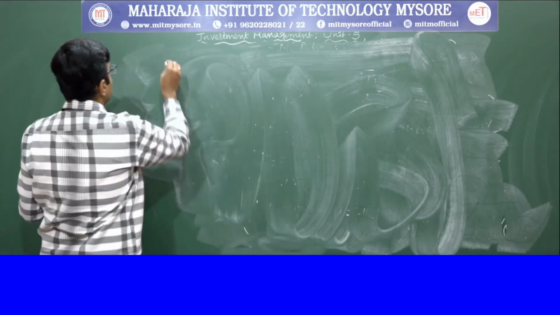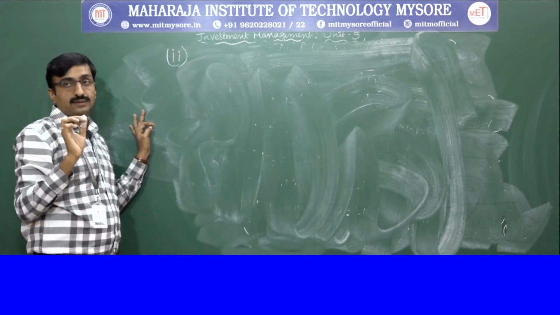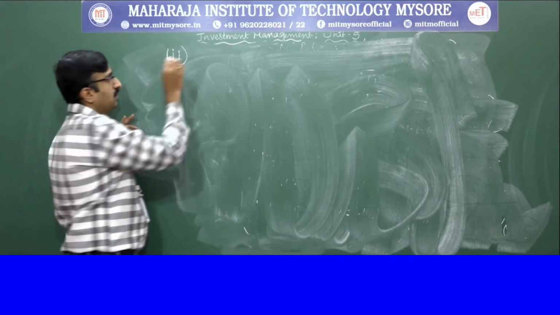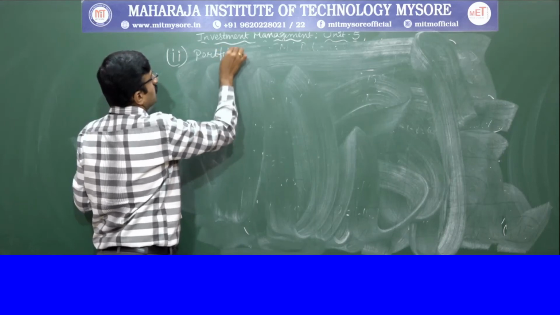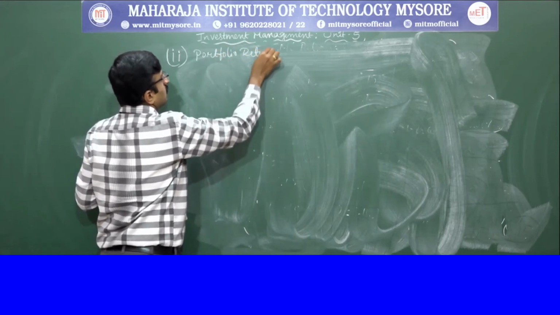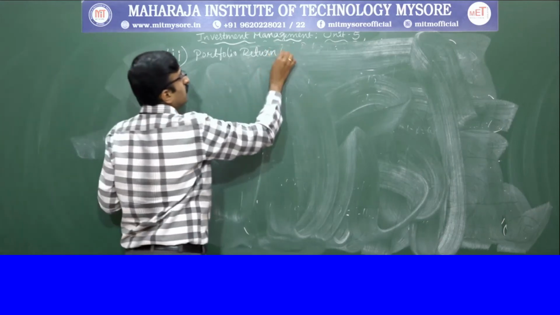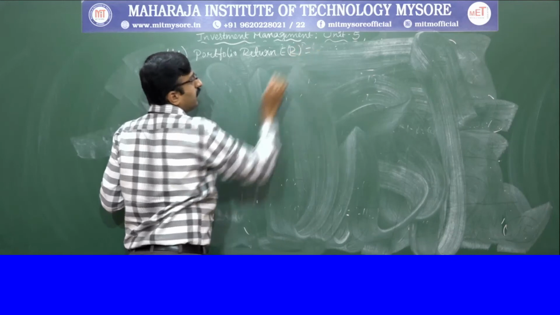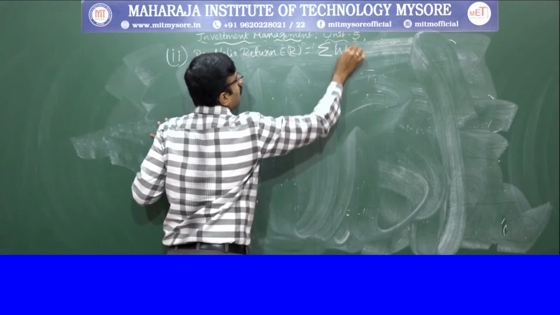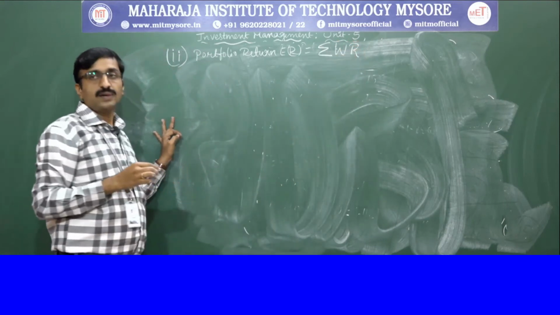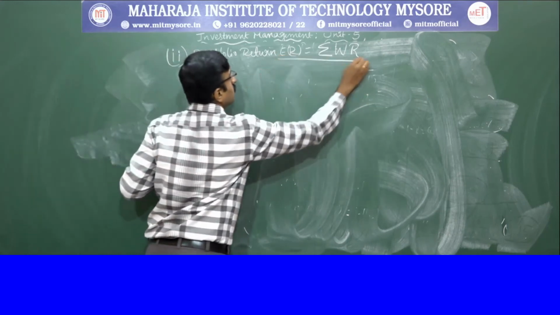The second question is, what is the portfolio return and portfolio beta? First you calculate the portfolio return. Portfolio return will be represented as ER, which is equal to sigma weight into return. So we have to apply this formula.